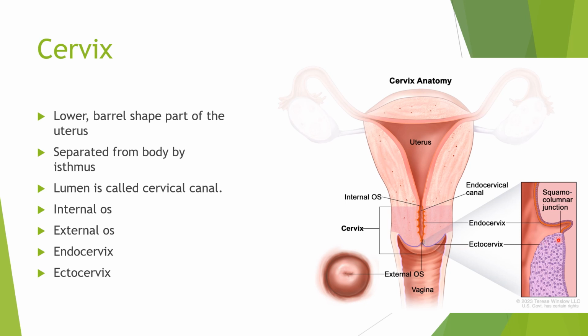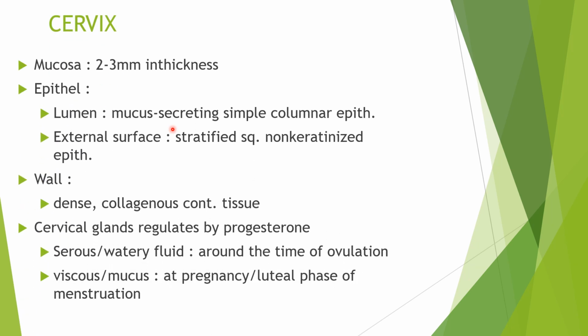In this insert you can also appreciate that this is the part of the endocervix lined by simple columnar epithelium, and this is part of the ectocervix which is lined by stratified squamous non-keratinized epithelium. The endometrium of the cervix differs from the rest of the uterine cavity in that it does not slough with each menstrual cycle, and there are no spiral arteries present in its endometrium. Its maximum height is 2 to 3 millimeters.